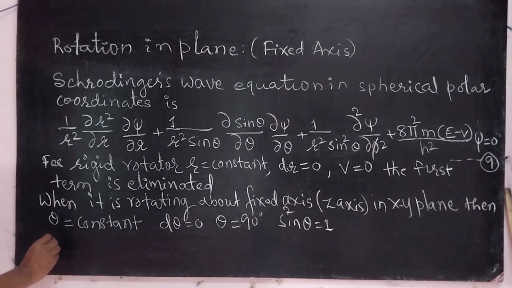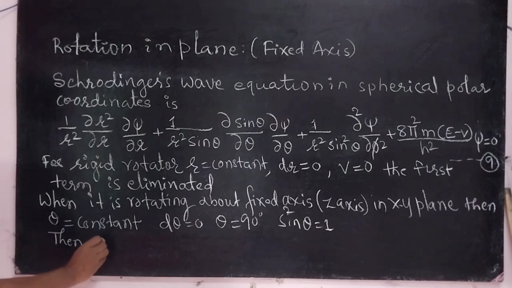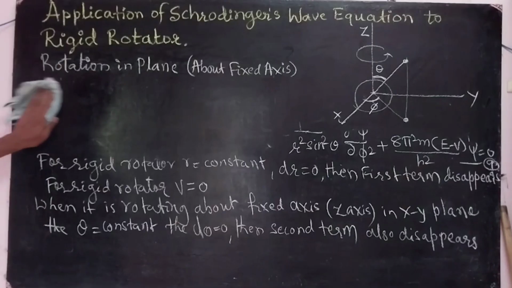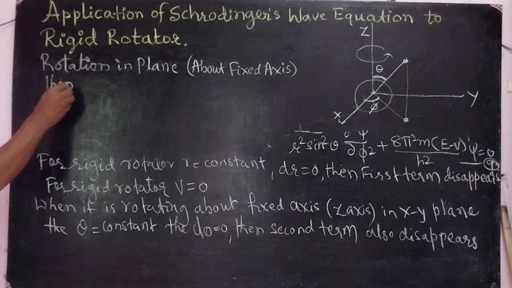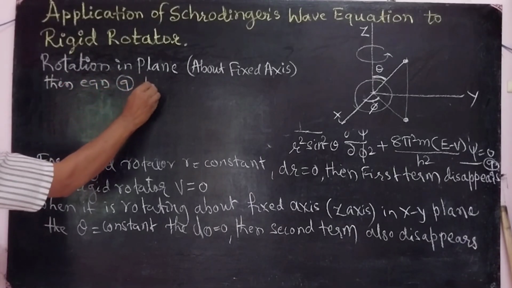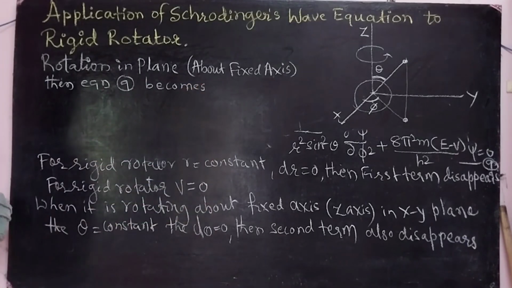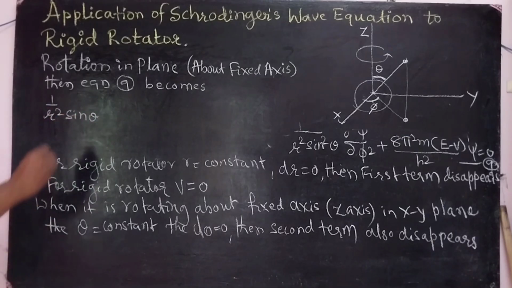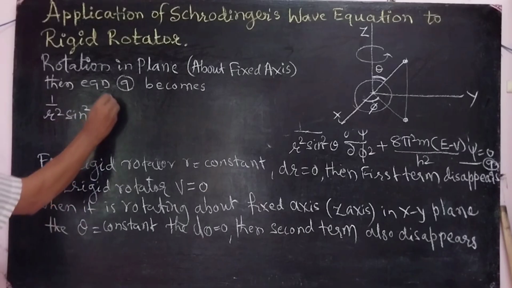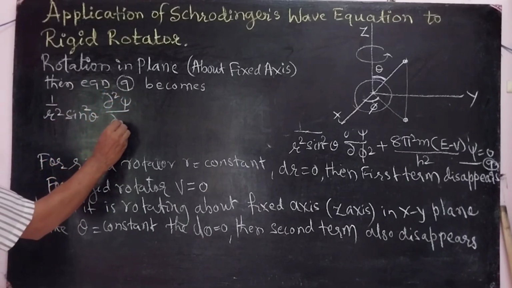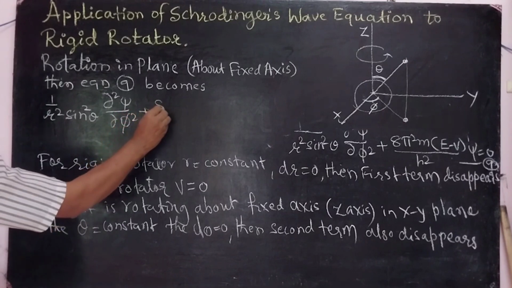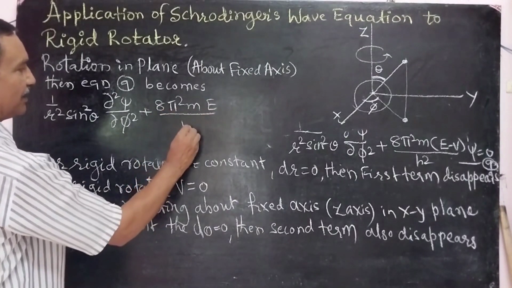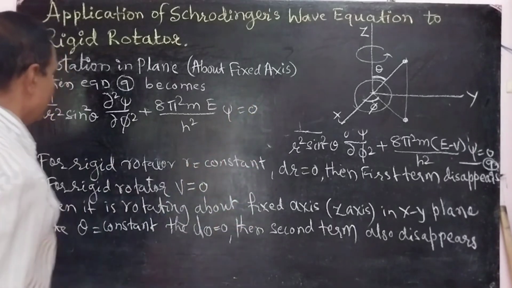Then the equation becomes, equation 9 becomes 1 divided by r square sin square theta and dou square psi divided by dou phi square plus 8 pi square m E divided by h square psi is equal to 0.